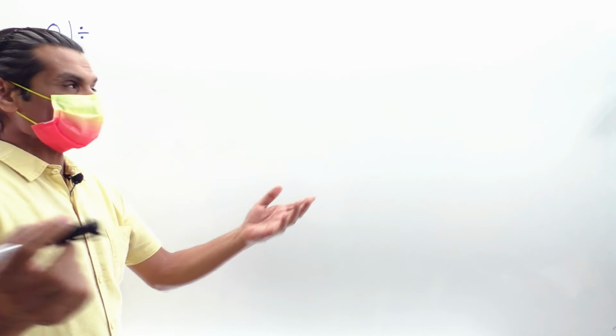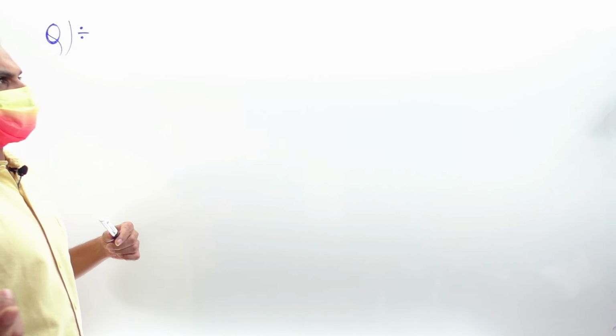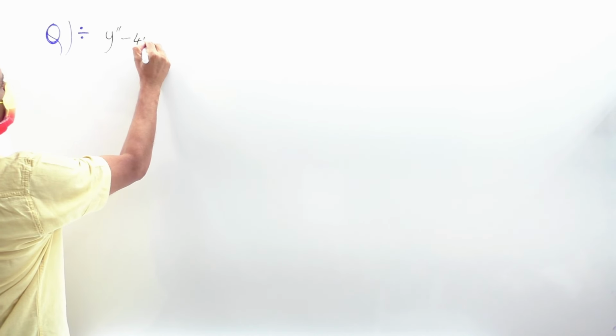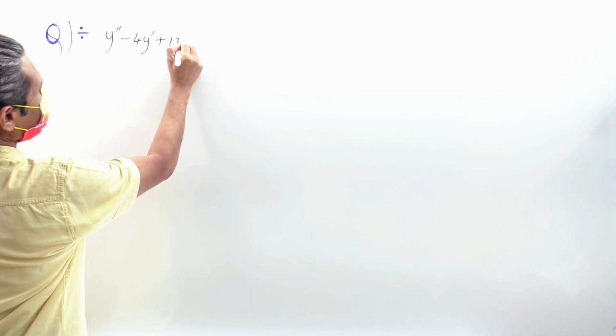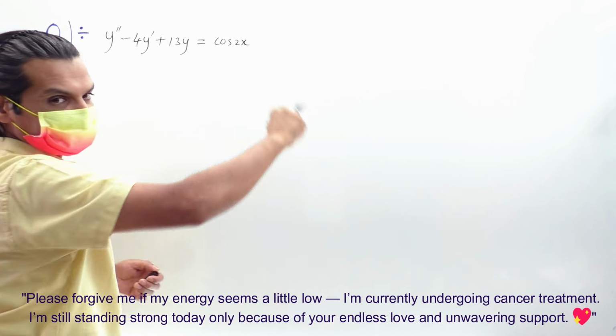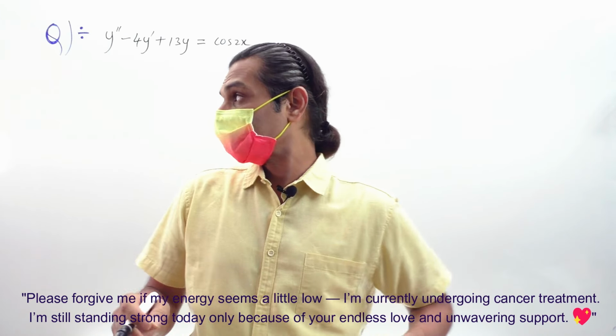Now as you have clearly understood how the type 2 particular integral method works, let us solve some problems to make it 100% perfect. Let us take a problem like y double dash minus 4y dash plus 13y equals, say, cos 2x. Okay, let us solve this problem.